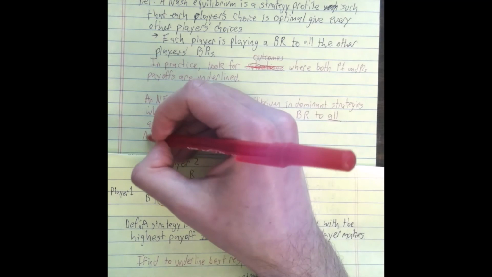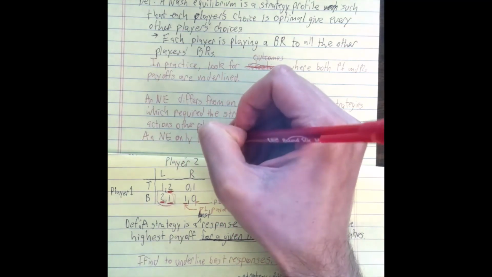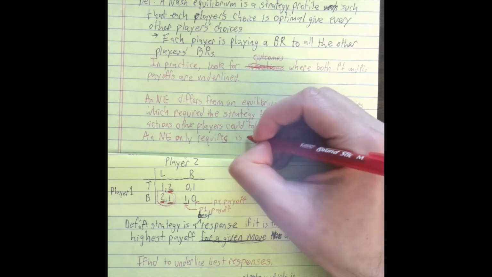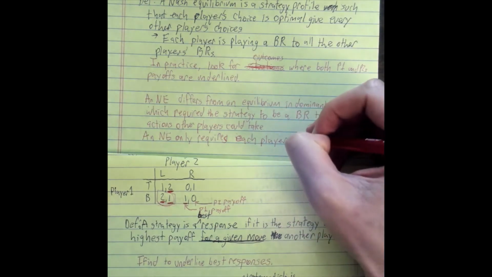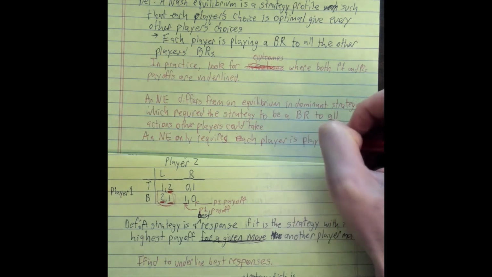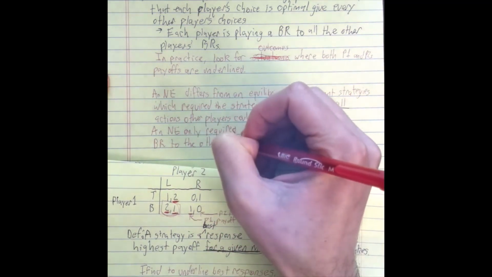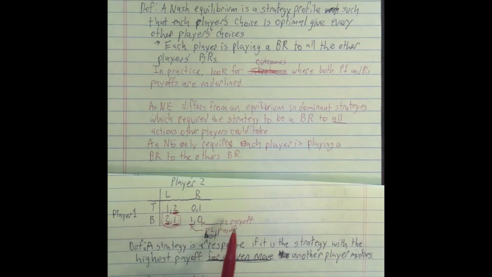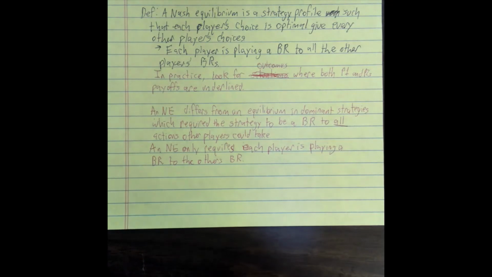The Nash equilibrium concept only requires that each player is playing a best response to the other's best response. So we don't have to worry about what's happening in these other squares. To give an example where these don't line up, let's consider the following game, right?